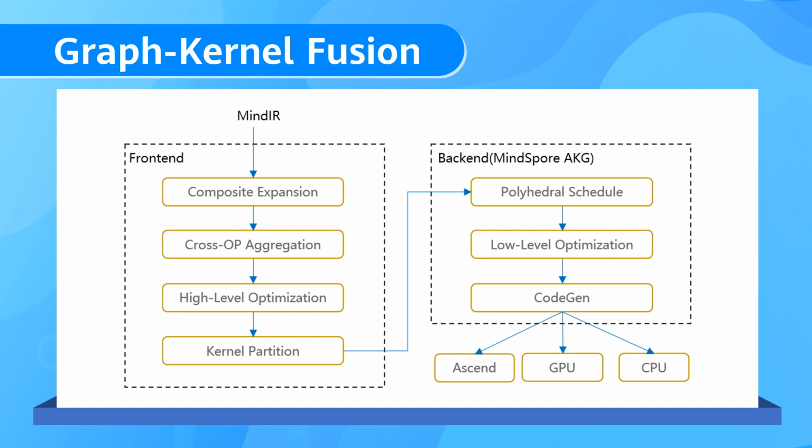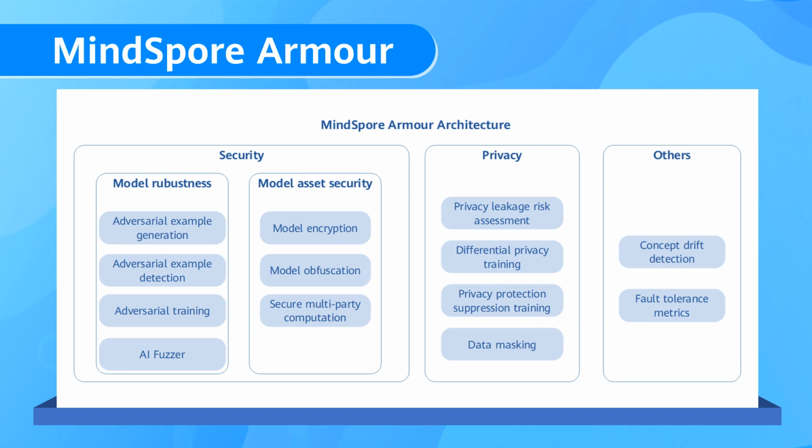Another pressing problem is the vulnerability of AI models to adversarial attacks. So, how does MindSpore tackle these challenges and risks? This leads us to MindSpore Armor, which is MindSpore's security tool. Let's delve into the overall design of MindSpore Armor. What specific aspects are you interested in learning more about?